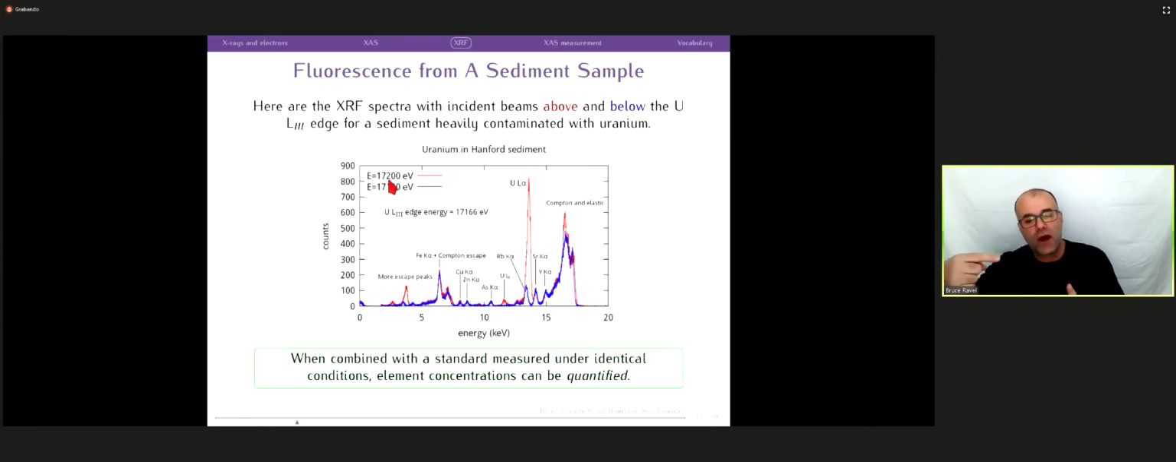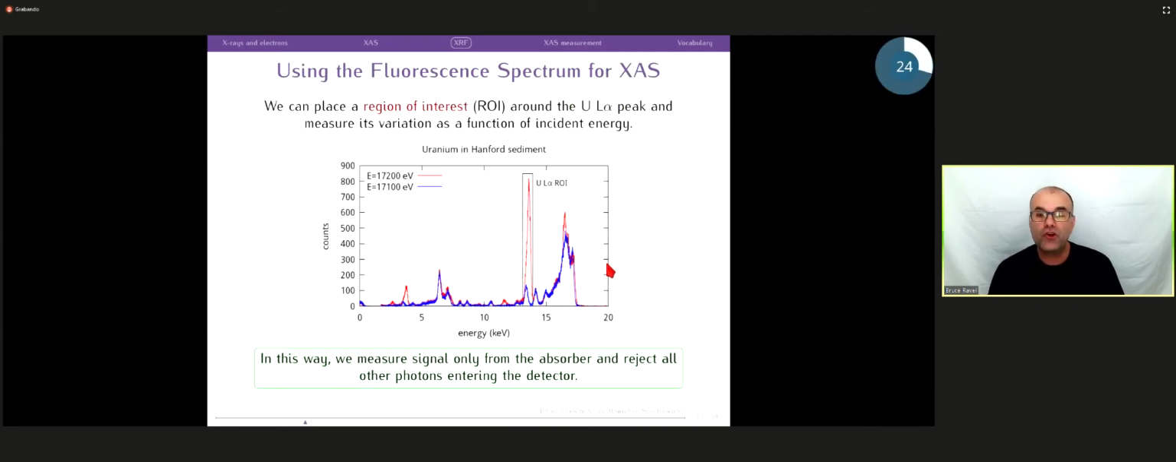But when we turn up the energy of the incident X-rays to above the binding energy of the 2p3/2 electron, then we see the presence of the uranium atom show up very strongly. Now, to do the XAFS measurement on uranium, similar to what I showed you for manganese, what we do with this kind of detector is, using electronics, we put a window around this peak. In this way, we can ignore all of the rest of the fluorescent signal coming off of the sample and just look at the part that we're interested in.